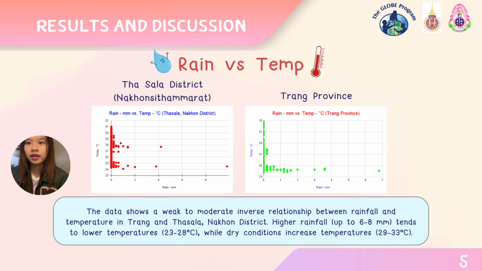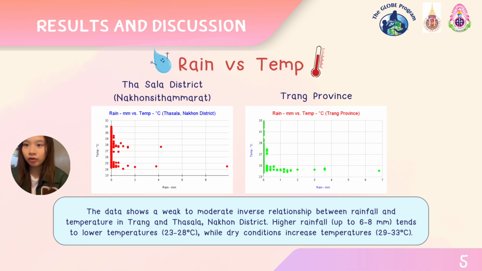Now we have the graph. As you can see, it's a scatter plot showing the relationship between rain versus temperature. We have two graphs, the first one is Tha Sala District, located in Nakhon Si Thammarat, and the second one is Trang Province. Now, the x-axis shows the rain in millimeters, and the y-axis shows the temperature in degrees Celsius.